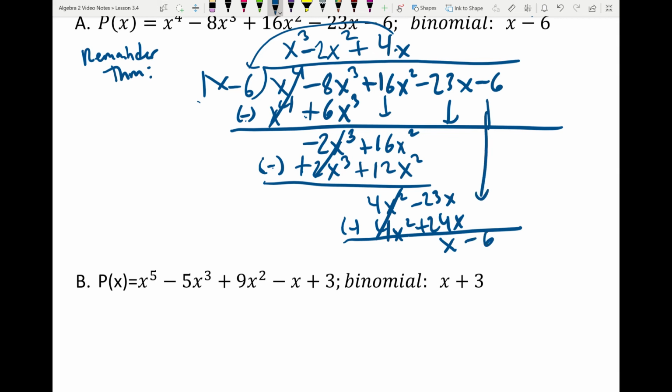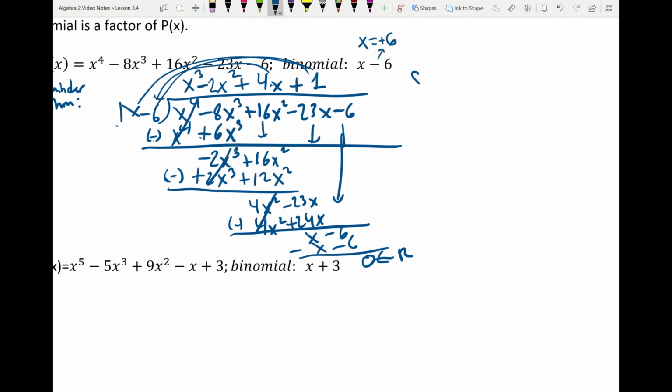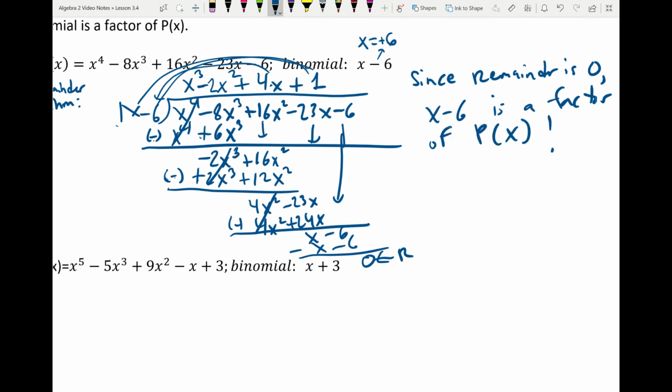We're almost there. How many times does x go into x? Just one time. So 1 times x is x. 1 times negative 6 is negative 6. So we have no remainder. So no remainder here. Which means that since the remainder is 0, this means that x minus 6 is a factor of p of x. So that's the remainder theorem.